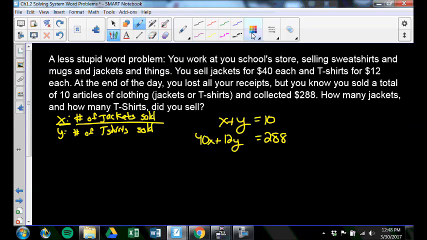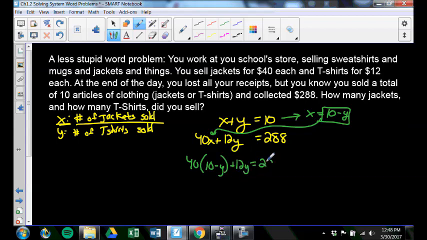I like to have the space. I am going to get this x by itself. I subtracted a y from both sides. I will then take this and plug it into the other x. So that becomes 40 times 10 minus y plus 12y equals 288. So 400 minus 40y plus 12y equals 288.